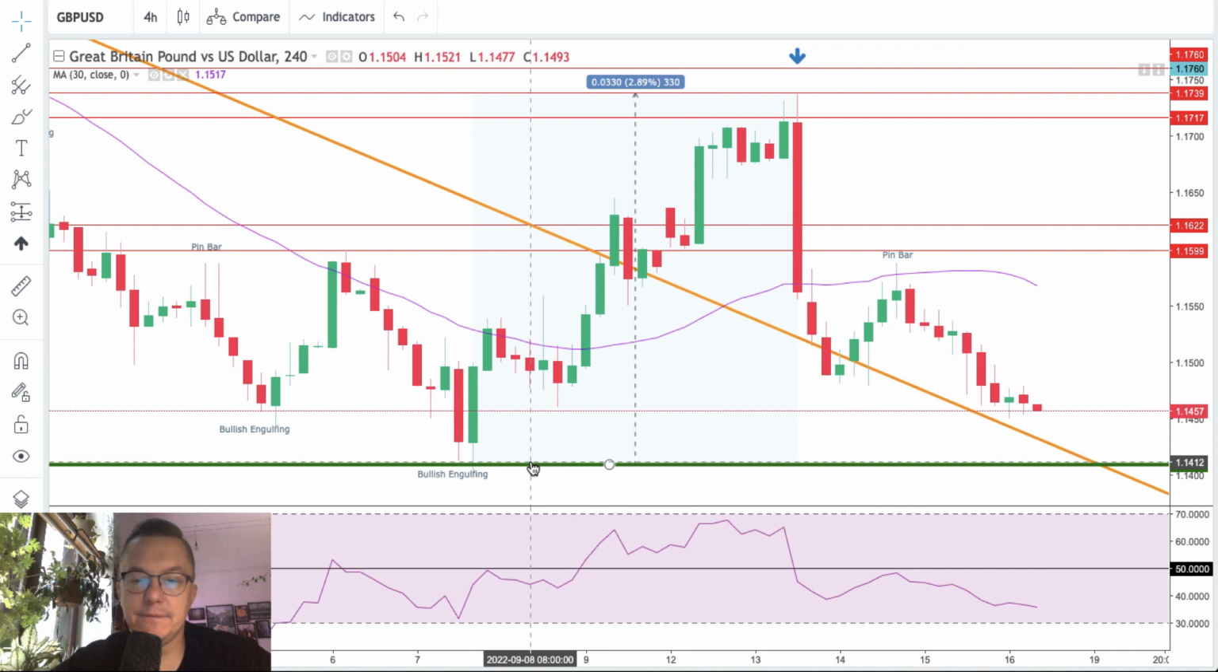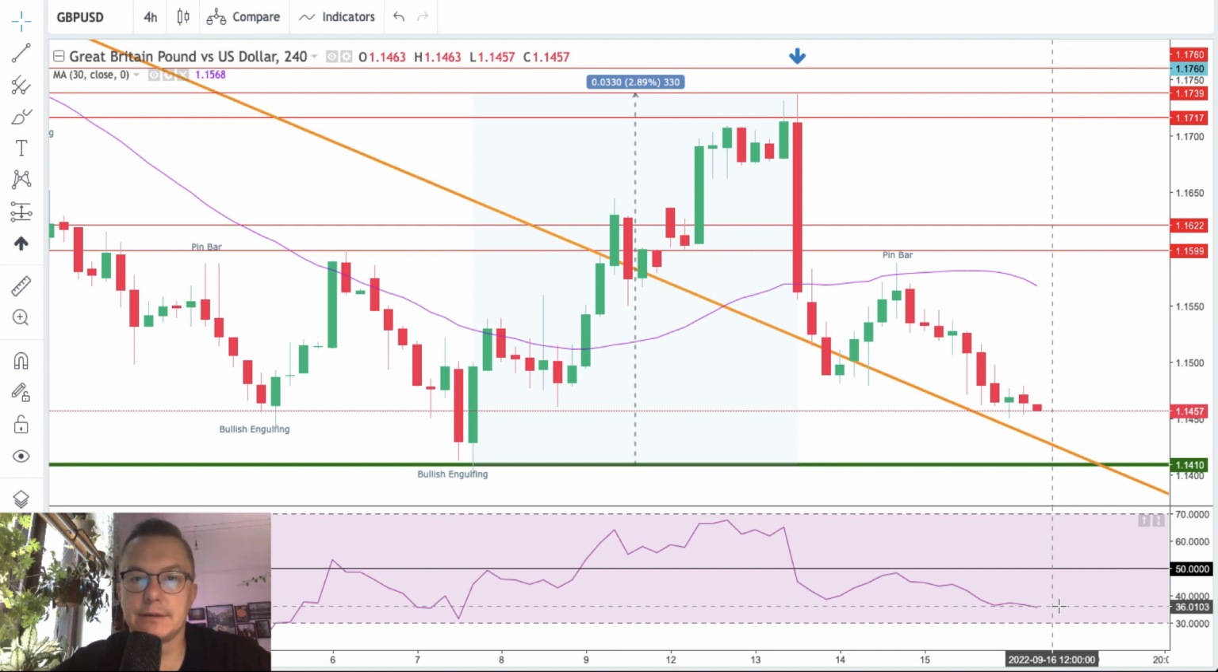Now the key technical support 1.1410. This is the 7-year support, and it looks like the market wants to hit this level, but the drop is not that dynamic. Nevertheless, momentum is negative. Momentum is strong to the negative side, which means that the bears have control over the markets, and we should see lower levels soon.